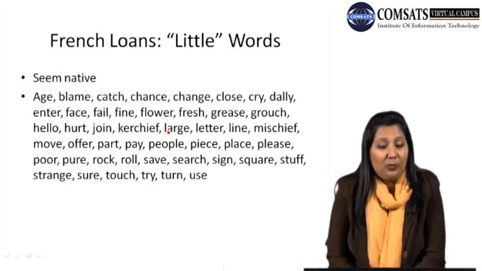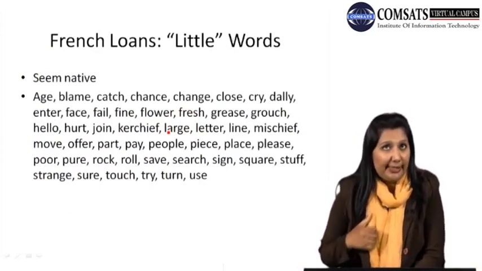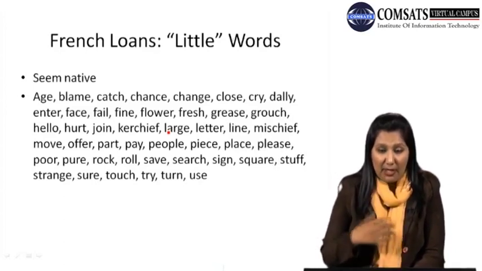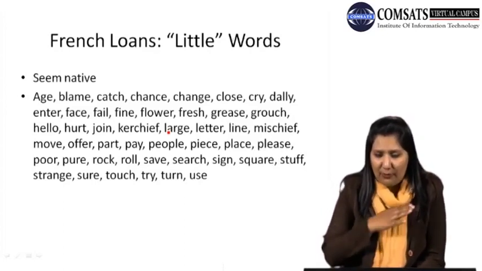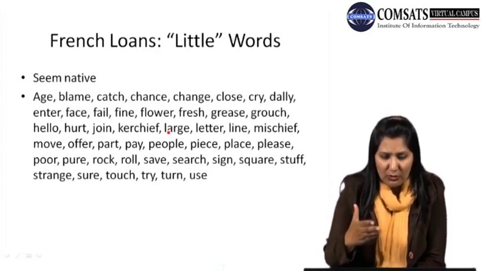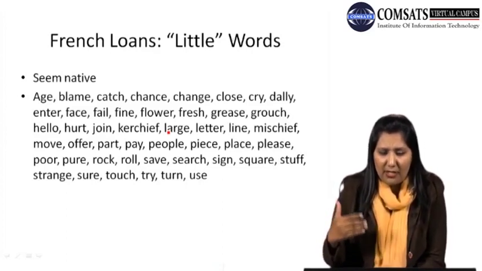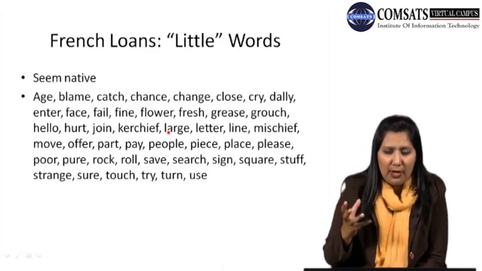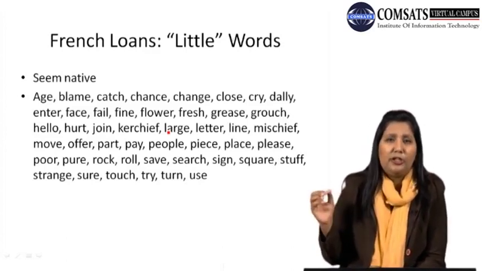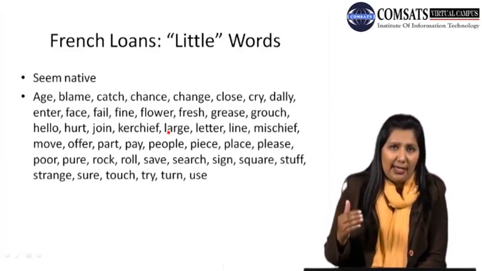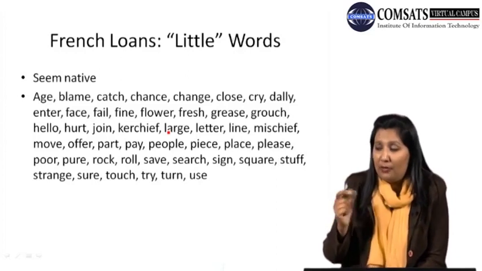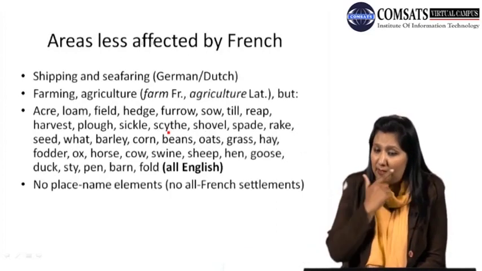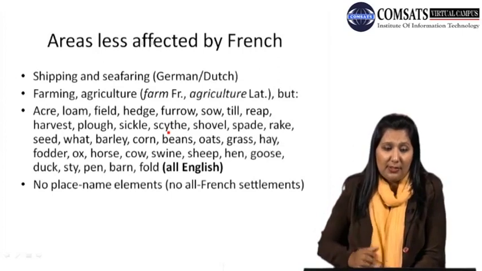For example, the little words that look quite native, and that seem as if they have emerged out of English itself. For example, words like age, blame, catch, chance. I will not go through all these; you can have a look yourself. It's kerchief, large, letter, line, mischief, square, staff, strange, tar and juice, etc. These are small, very little words, and still they have come from French. They are not even created by themselves.